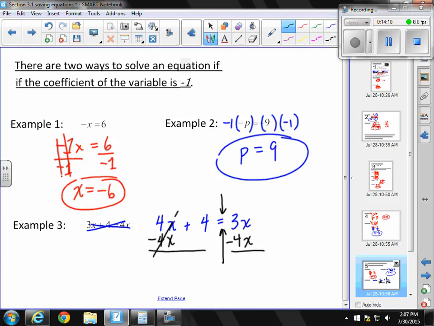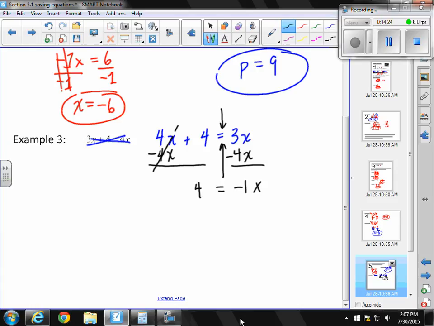4x minus 4x is 0, so we can cross that out and we're left with 4 equals 3x minus 4x, which is negative 1x. Where I have that negative 1 as my coefficient, I can always multiply or divide. Pick one way and stick with it. I like to divide. That's how I learned to do these. So I divide by negative 1, and I'm left with x on the right-hand side, and 4 divided by negative 1 is negative 4 on the left. And there's my answer.